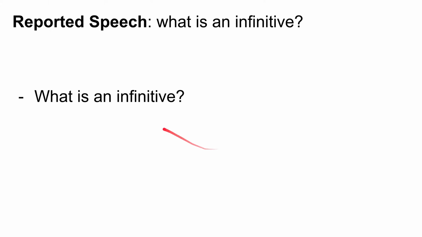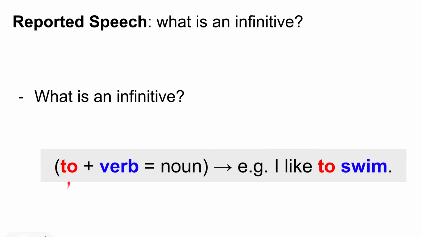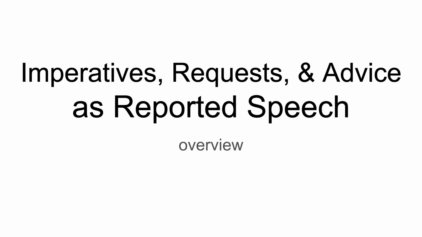So what is an infinitive? Well, an infinitive is when you take to plus a verb and it functions like a noun. So, for example, I like to swim. Here the noun to swim is the object of the verb like. So you can see how it functions as a noun, the infinitive. Okay, so that's important to know. Let's get started now with a quick overview.